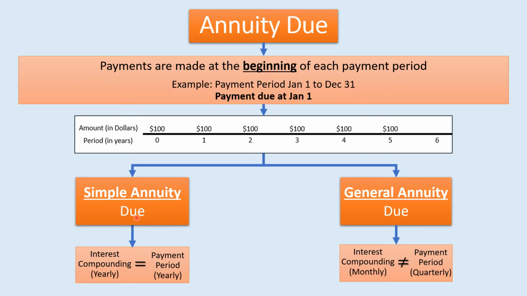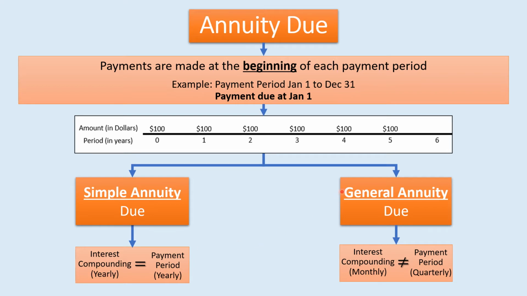In a simple annuity due, the interest compounding frequency and the payment period frequency are the same. What that means is that if the interest is being compounded on an annual basis, the payment is also being made on an annual basis. If the interest is being compounded on a semi-annual basis, payments are being made twice a year, semi-annually, and so forth.